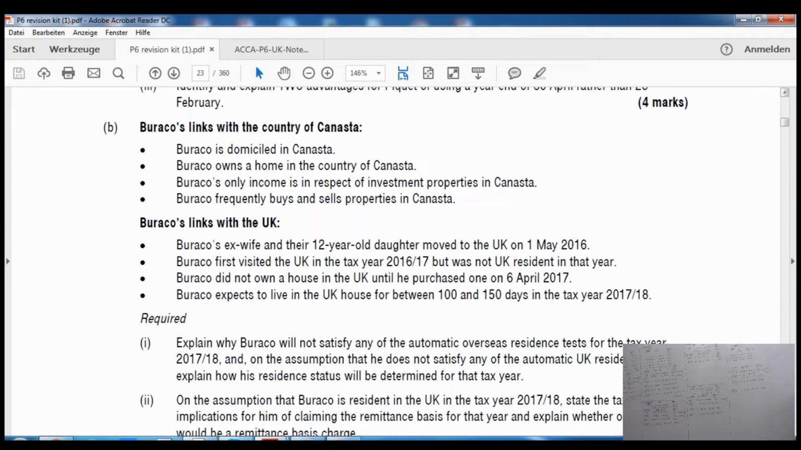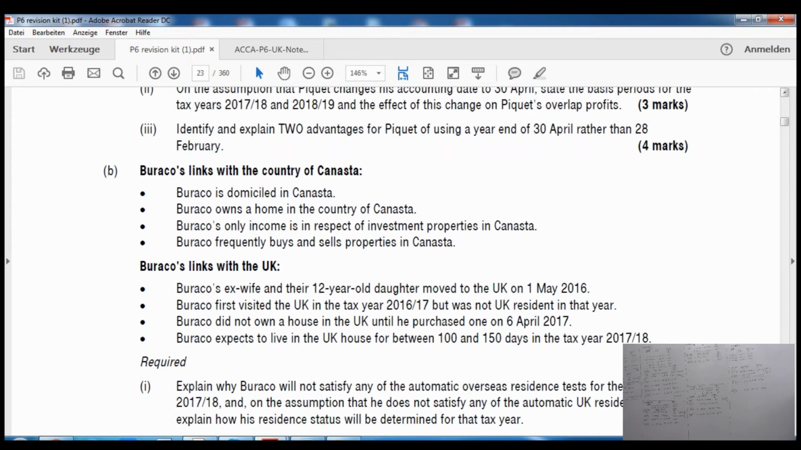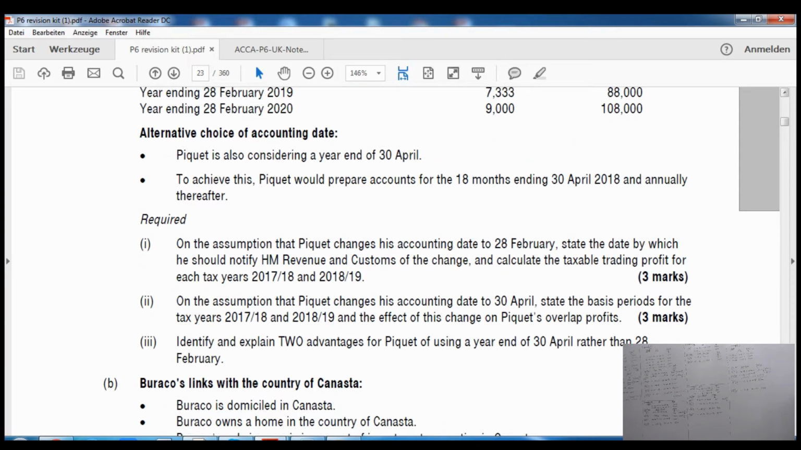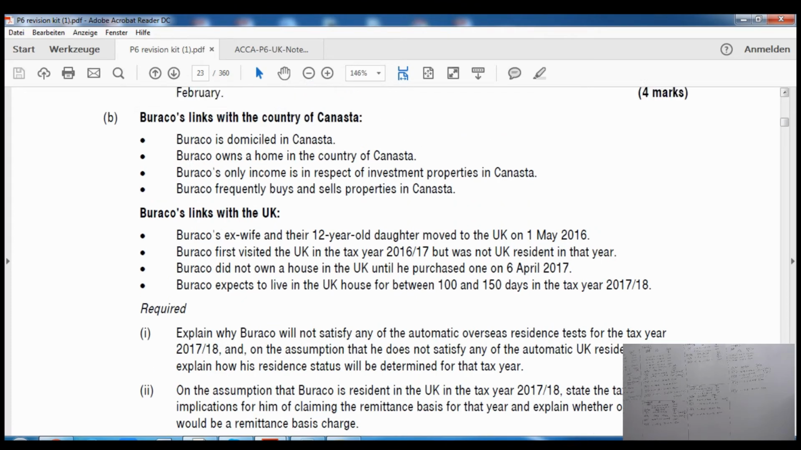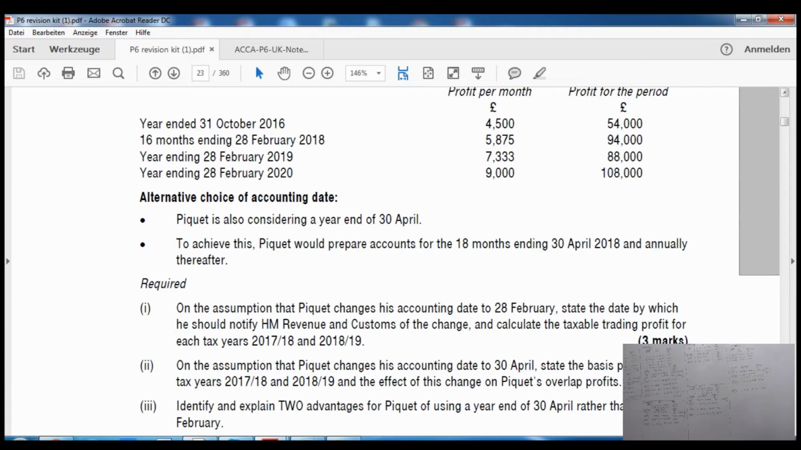If you go to the requirements section, please, there are two portions. We'll just do the A portion, and we won't go to the B one because we haven't studied that so far. And if you just look at the A one, it says that on the assumption that P changes his accounting date to 28th of February, state the date by which he should notify HMRC of the change and calculate the taxable trading profits for each tax year 17-18 and 18-19.